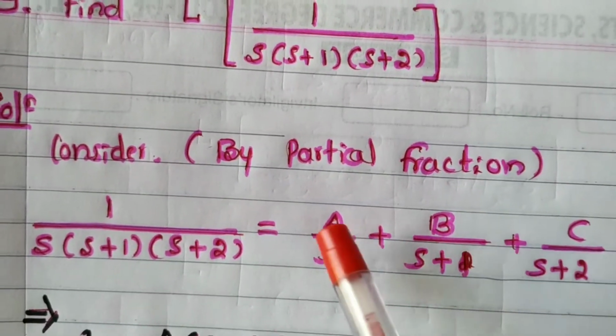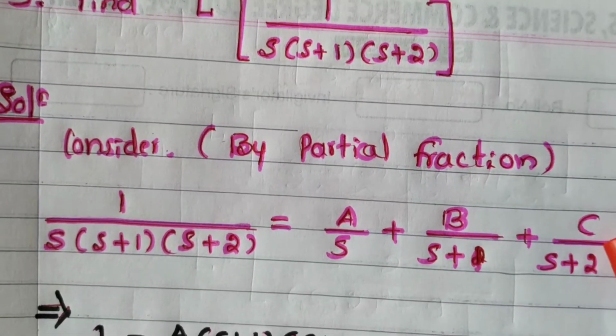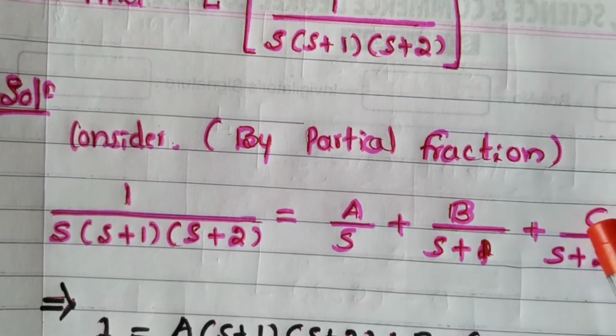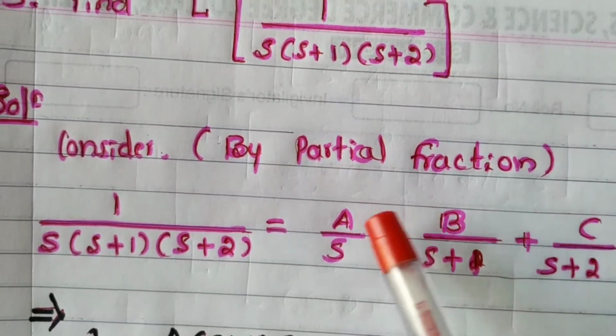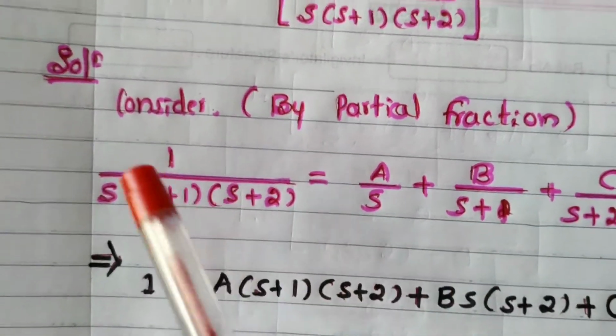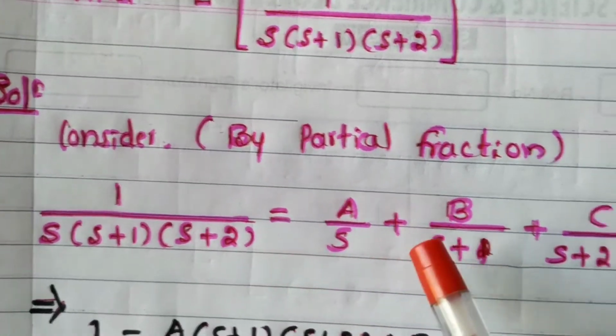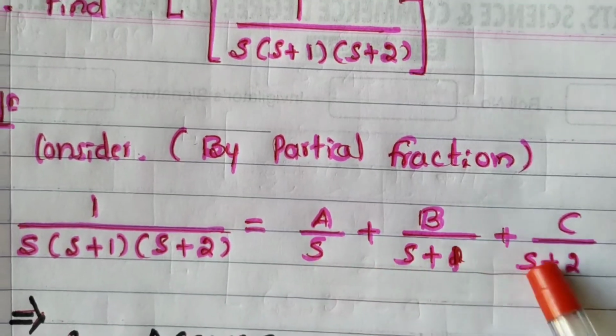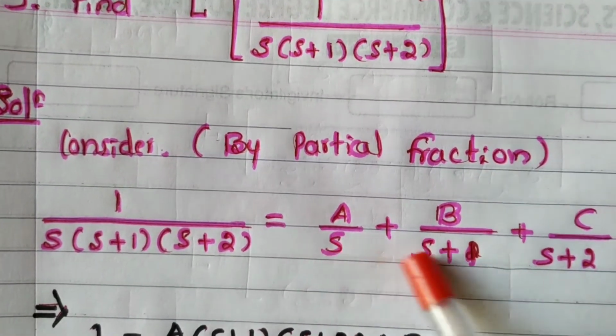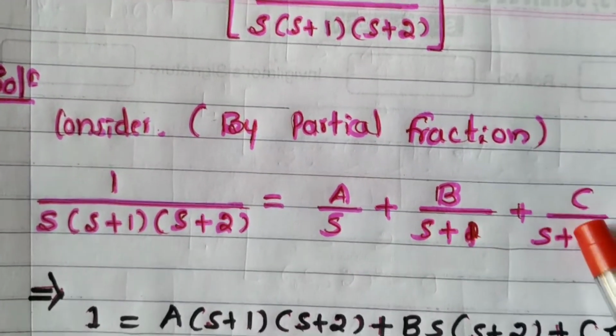So our idea is to find out the values of a, b, c. There are three constant terms a, b, c. To find them, the LHS is 1 by s into (s plus 1) into (s plus 2). In the RHS, take the LCM, which becomes s into (s plus 1) into (s plus 2).